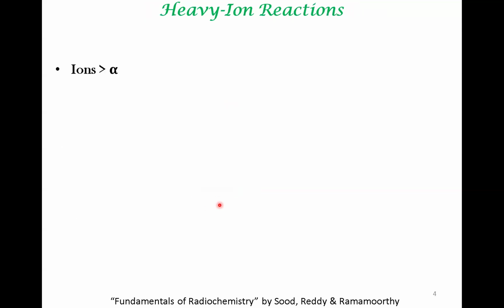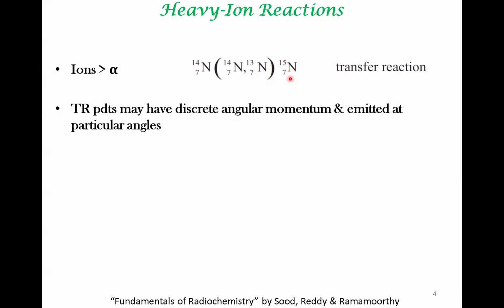Let's move on to inducing nuclear reactions via heavy ions. By heavy ions, we mean ions that are larger or heavier than alpha particle. For example, this is one of the heavy ion reactions. You need a fairly sophisticated accelerator. So this projectile reacting with this target gives rise something like a disproportionation reaction. This is what is called a transfer reaction.